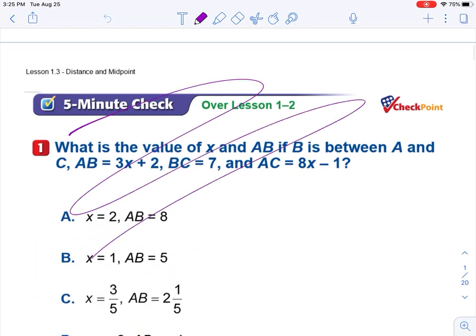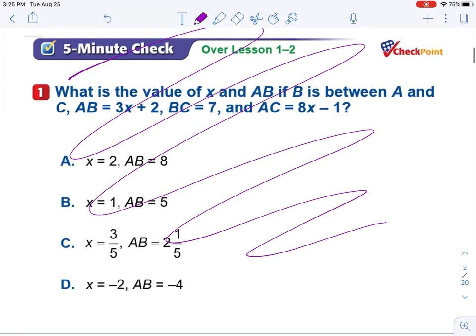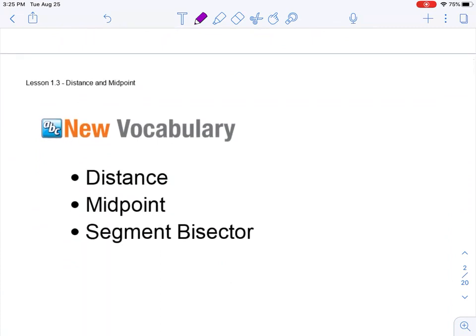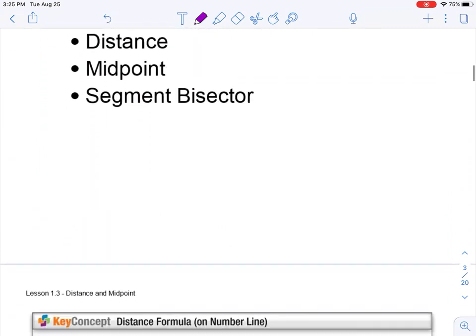We're going to go ahead and skip this 5-minute check. If you want to pause and try it, you can. Our new vocab is distance, midpoint, and segment bisector.